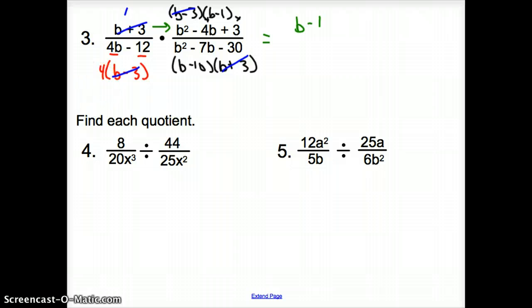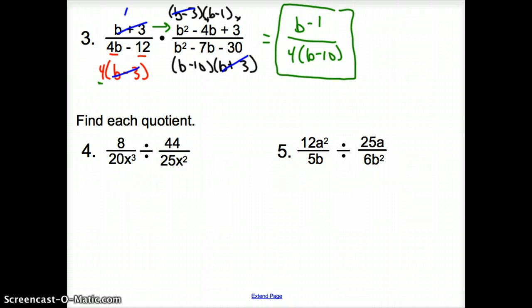We have a 4 that's left. So that's going to go over 4 times b minus 10. And that is going to be our final solution. Now, we do not have to multiply this 4 through. We can just keep it as is, just in case we miss something that we can cancel it later. So please do not multiply it through.